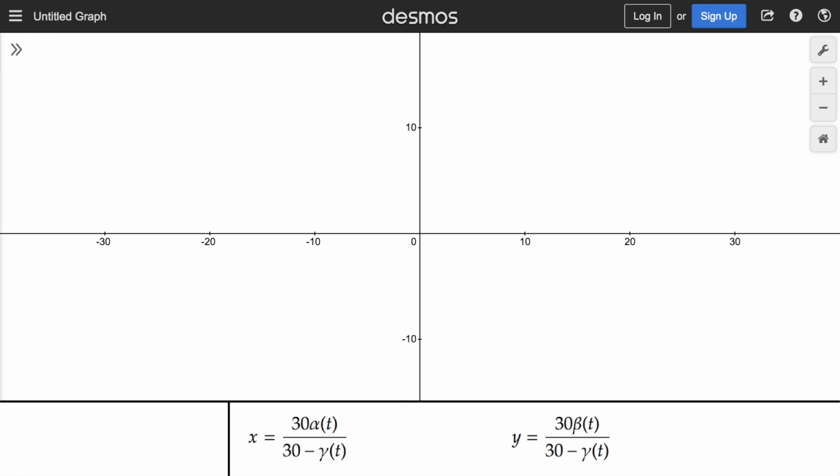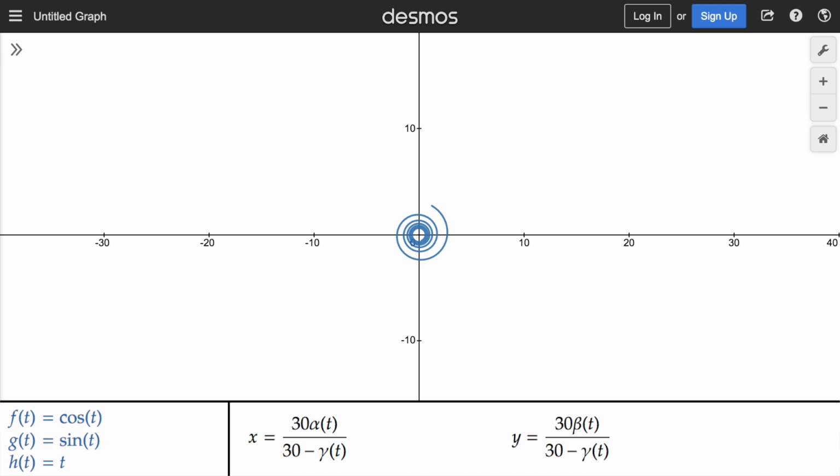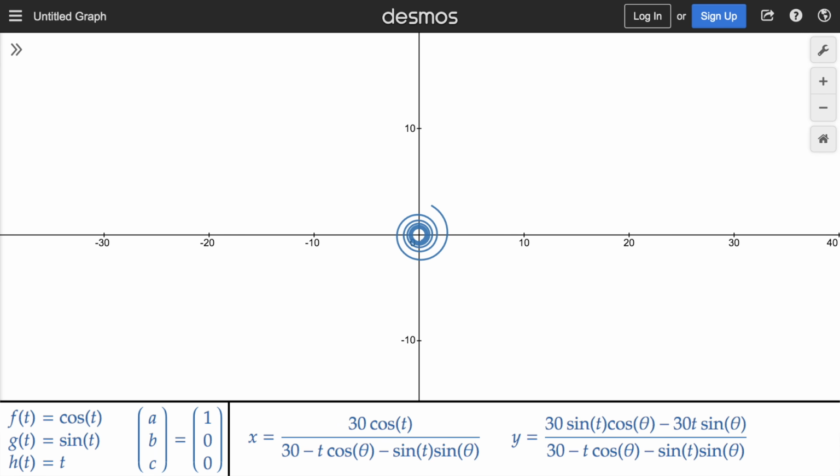Anyway, it's springtime. Let f of t equal cos t, let g of t equal sine t, and let h of t equal t. I have summoned the spring. Now let's see if we can rotate it around the x-axis. Let a equal 1, b equals 0, c equals 0, then crunch through all the numbers, and... oh, what do you know? It actually worked.